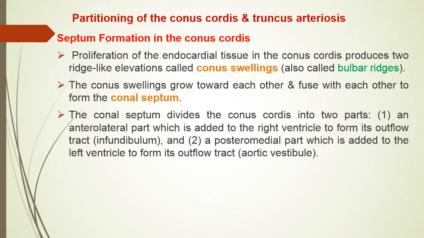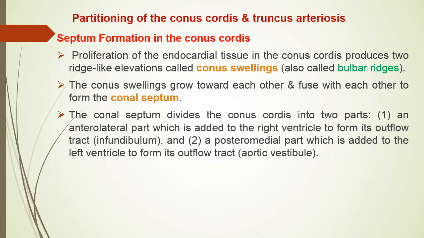Now partitioning of the conus cordis and truncus arteriosus. We will see a diagram very soon. So swellings or ridges are formed in the conus cordis. These are called bulbar ridges. They are also known as conal swellings because they are found in the conus cordis, but they are also known as bulbar ridges. And they grow toward each other and then meet each other and fuse with each other to form a septum in the conus cordis.